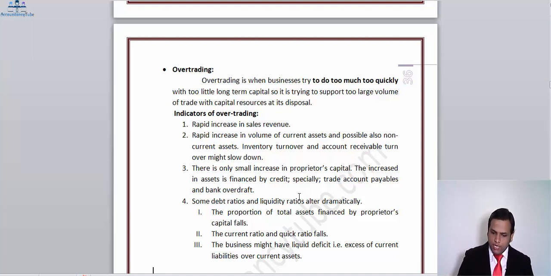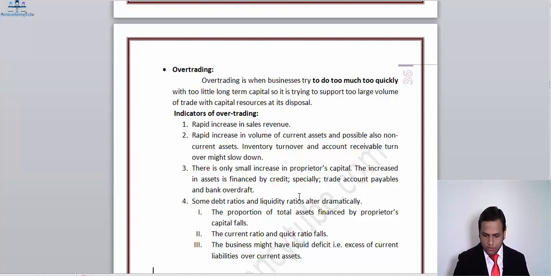There are indicators of overtrading: a rapid increase in sales revenue. As I just told you, there will be a rapid increase in sales revenue in the example as well. Then we have a rapid increase in the volume of current assets and possibly non-current assets. To sustain that demand, the business will show a massive investment in its current assets and also in non-current assets. Inventory turnover and account receivable turnover might be slowed down. Their receivables might not be collected that fast, or inventory turnover might not be that fast. They might be purchasing in bulk to stock up the premises.